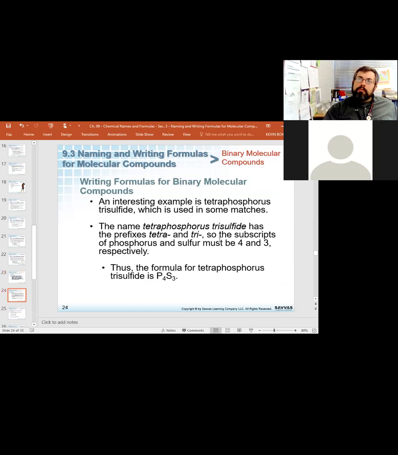All right. Going the other direction, if we have tetraphosphorus trisulfide, we have tetra and tri, so they have to be 4 and 3. You just need to know those prefixes. You know those Greek numbers, tetra, tri. And so you have to know, of course, that phosphorus is P, sulfide means sulfur, and so that's going to be S. So P4S3, and not PS5, but P4S3.